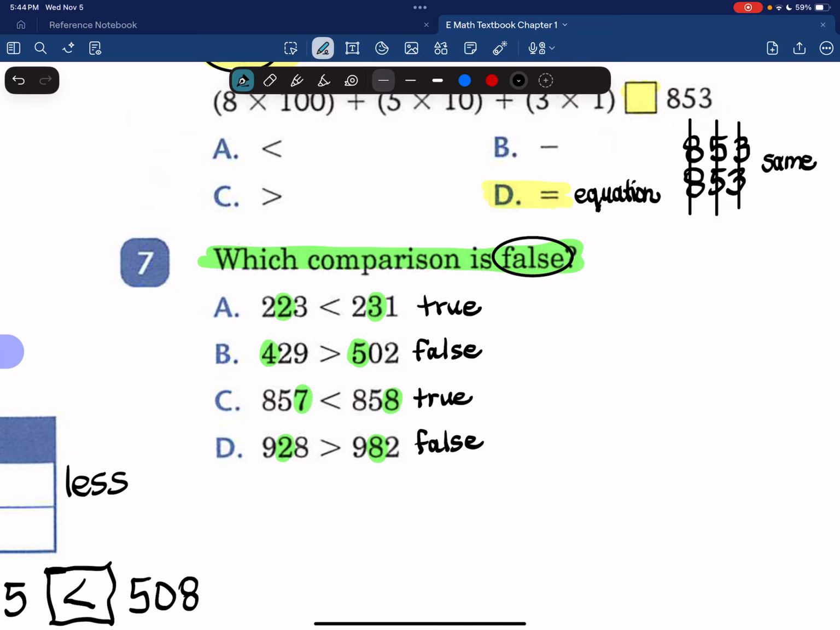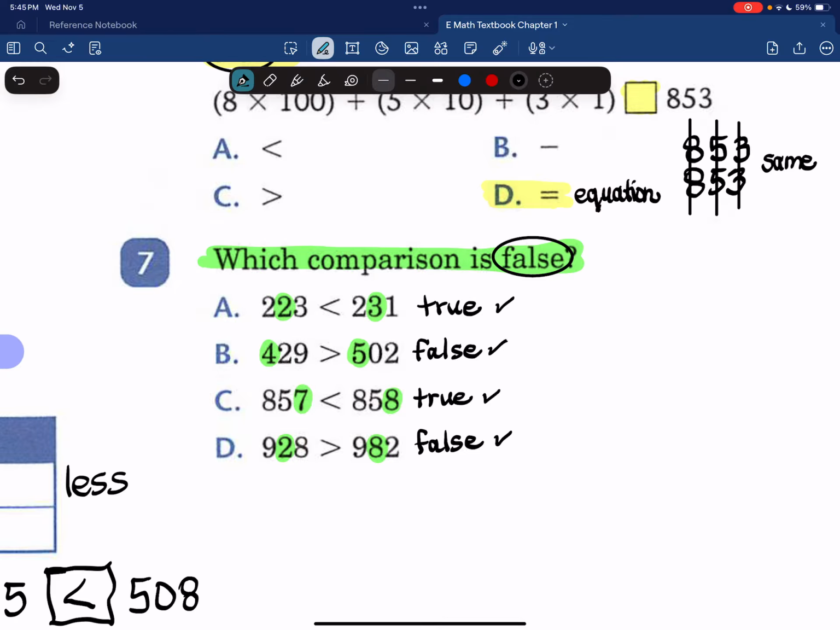So am I missing something? Let me look here, because I have 2 that are false. So let's look at them again. 223 is less than 231. That is true. 429 is greater than 502. That's a false statement. 857 is less than 858. That's true. And 928 is greater than 982.